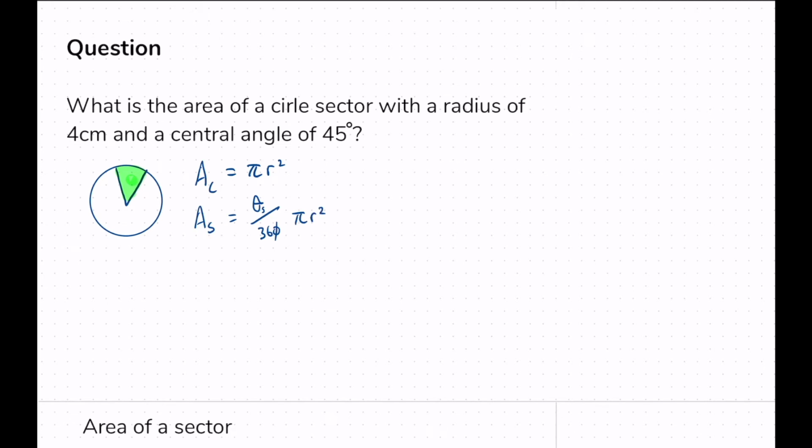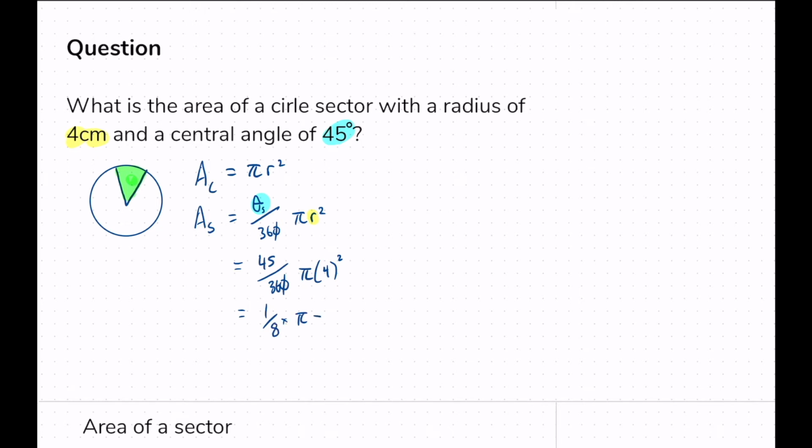So let's look at this question and substitute some figures in. So first of all, it's got a radius of 4, so I know that's going to be 4, and it's got a central angle of 45. That's going to be 45. So 45 goes into 360. Well, 90 goes into 360 4 times, and 45 goes into 90 twice. So it's going to go in 8 times.